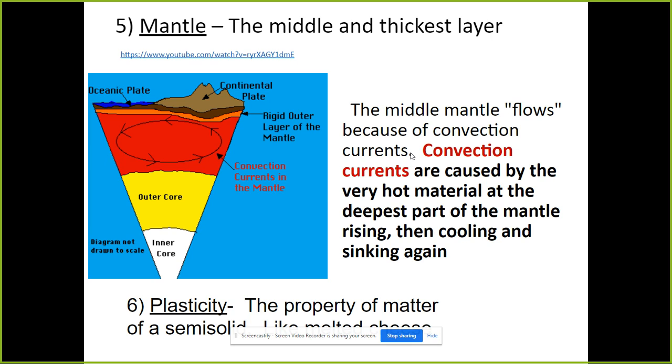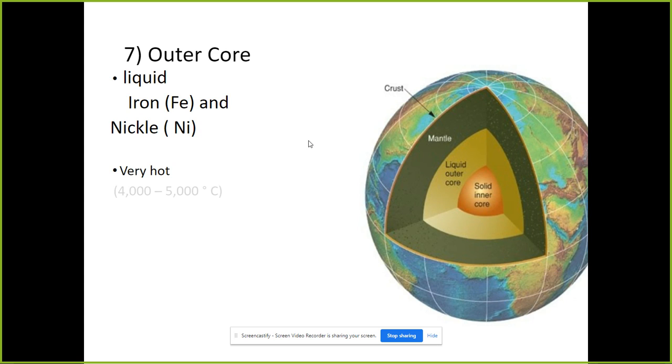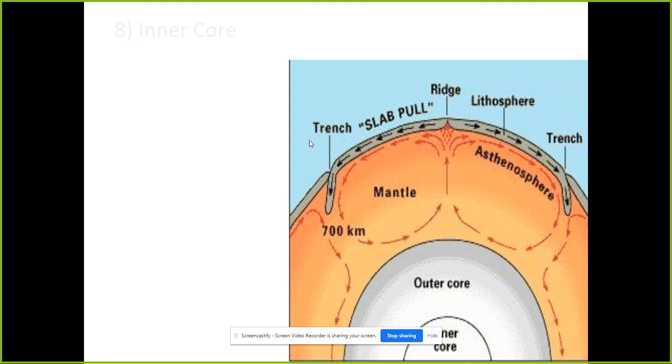All right. The mantle is the middle and the thickest layer. The middle mantle flows because of convection currents. Convection currents are caused by the very hot material at the deepest part of the mantle rising and then cooling and sinking again. The mantle has plasticity, which means it flows. All right, so going from inner to out, outer core is liquid. This is kind of just a review. Inner core.